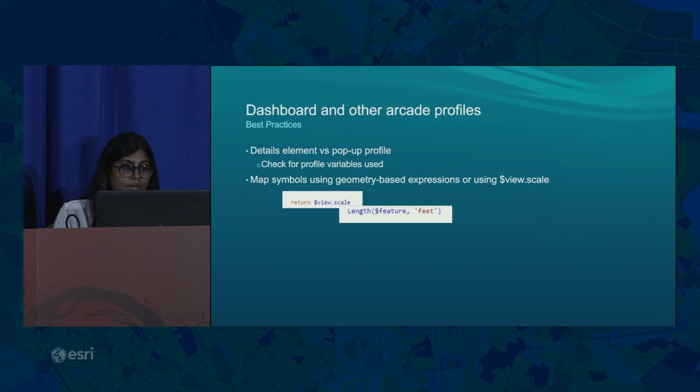Also, map symbols using geometry-based expressions or using visualization profile variables such as the $view.scale will be ignored at the dashboard level because the dashboard list element will not fetch any geometry unless any map actions are configured. This is due to performance reasons and dashboard optimization. So ensure you don't have any expressions like that, that use geometry-based functions.